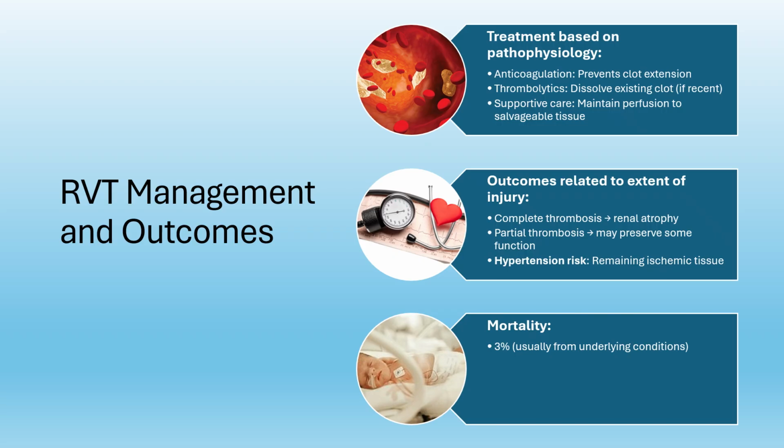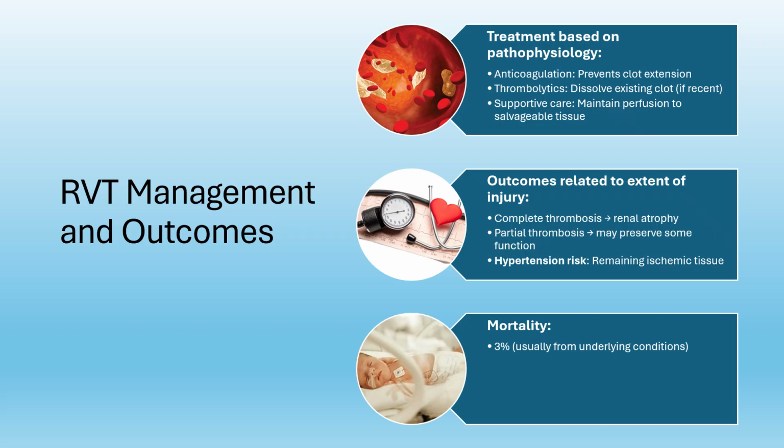The relationship between initial injury extent and long-term outcomes follows predictable patterns. Partial thrombosis with maintained collateral flow may result in complete functional recovery, particularly with early anticoagulation. Complete venous occlusion typically leads to irreversible changes within hours, progressing from congestion to hemorrhagic infarction to fibrotic replacement, leaving a small, non-functioning kidney. The mortality rate of 3% primarily reflects deaths from underlying conditions rather than direct RVT complications.